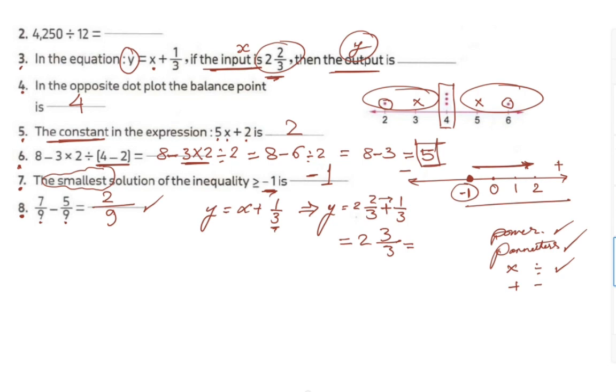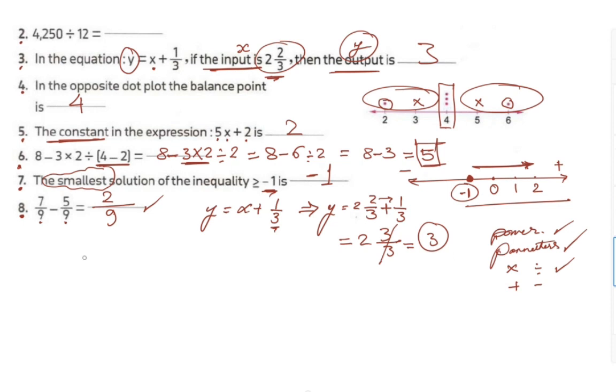We know this case from the previous page. When you find a number over itself, that's equal 1. 1 and 2, so equal 3. So the final solution here is the output is 3. Now the last question here is 4250 divided by 12. That's a long division. Okay, for the long division, we'll use another color.